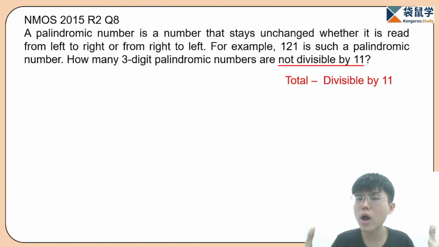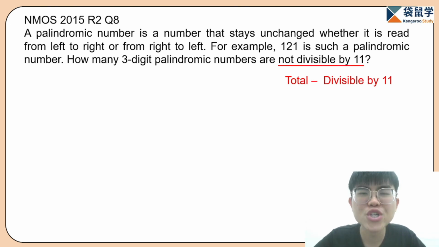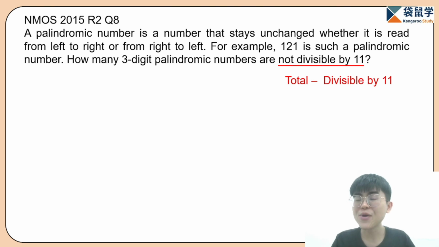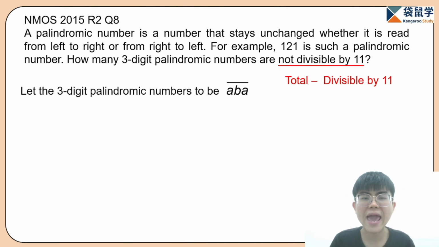So now we need to try to find the 3-digit palindromic number that is divisible by 11. But now we do not know what will be the 3-digit number, right? So guys, what is the relationship of the first and the last digit? Oh, you can see that they are the same, right? So actually, we can try to let the 3-digit number to be ABA. And there's one very important thing.